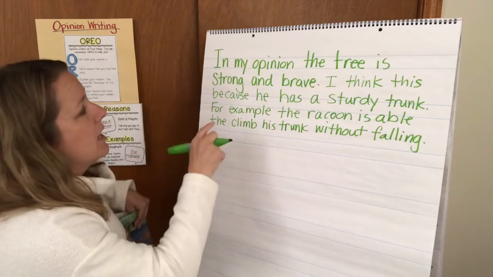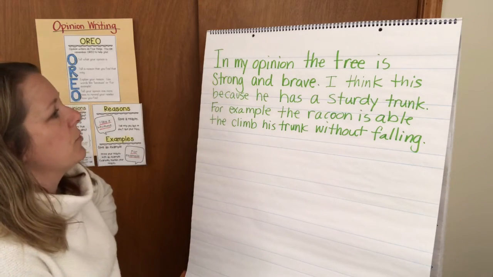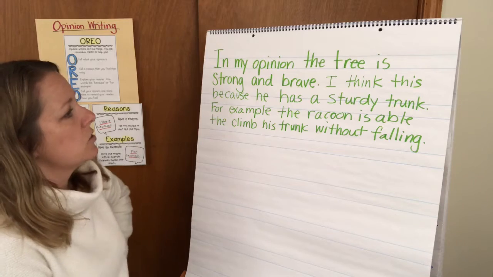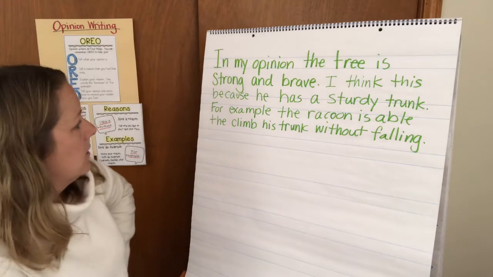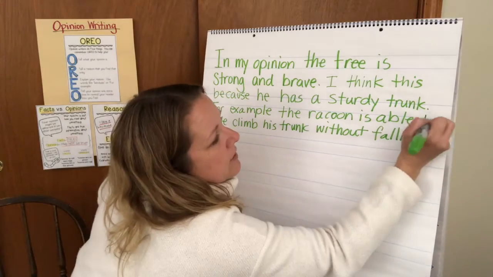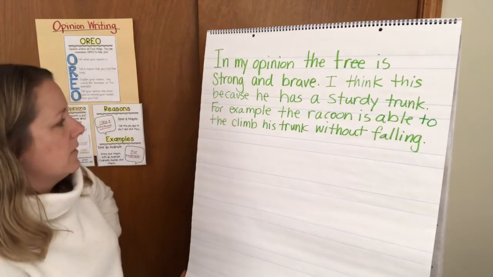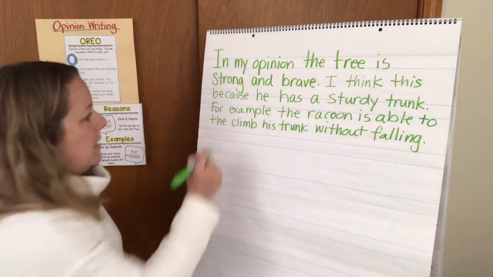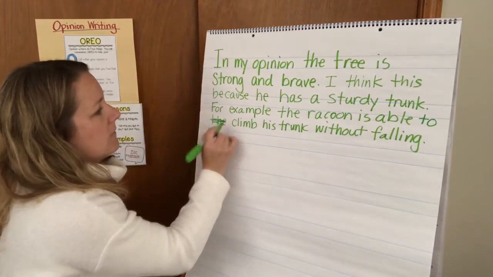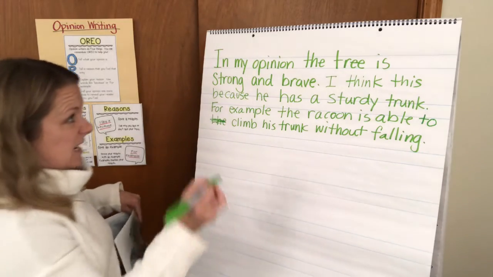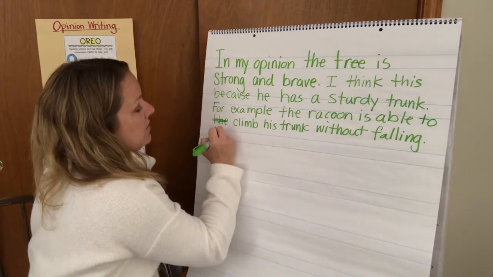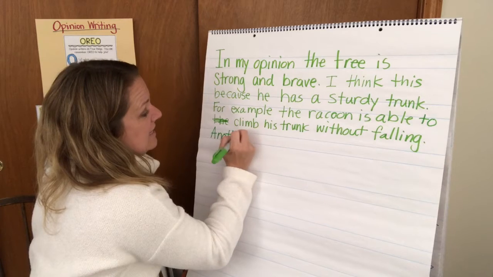So let's see. In my opinion, the tree is strong and brave. I think this because he has a sturdy trunk. For example, the raccoon is able to, good thing I'm rereading, able to climb his trunk without falling. Another reason is, so that's a good way to start my next sentence.